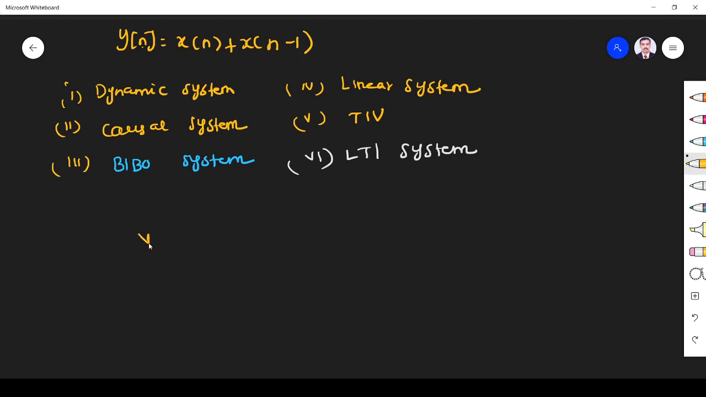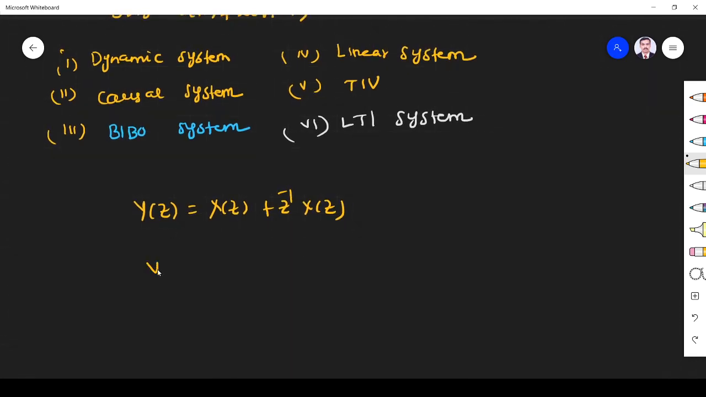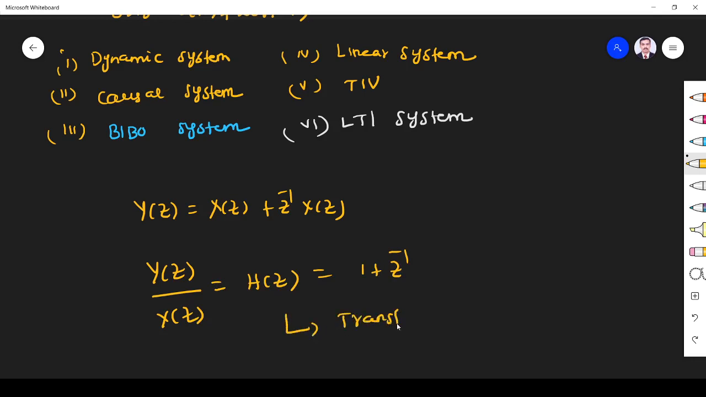What will happen if you apply the Z transform? Y of z will become X of z plus z inverse X of z. Okay. So what will it give? I take X of z outside and bring it here: Y of z by X of z. Output of the Z transform divided by input of the Z transform is the transfer function, which is given by 1 plus z inverse. This is what we know as the transfer function or system function. This is the 7th data we get.